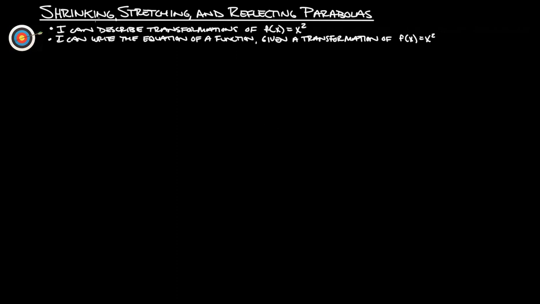I'm going to take you through the notes on shrinking, stretching, and reflecting parabolas. At the end of this, you should be able to say, I can describe the transformations of f of x equals x squared, and I can write the equation of a function given a transformation of f of x equals x squared. Okay, so first off, let's look at the general formula here.